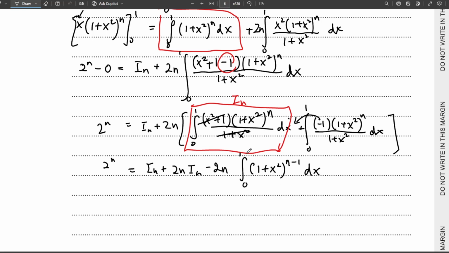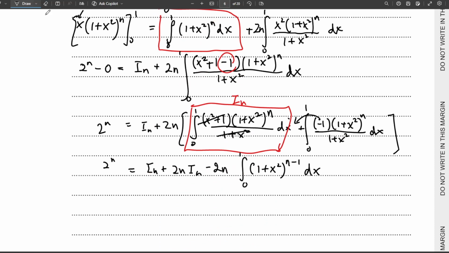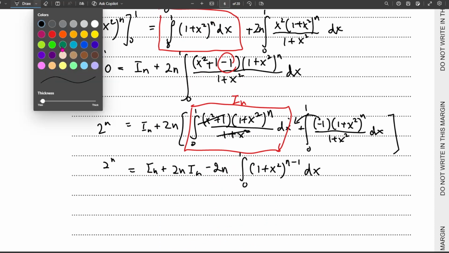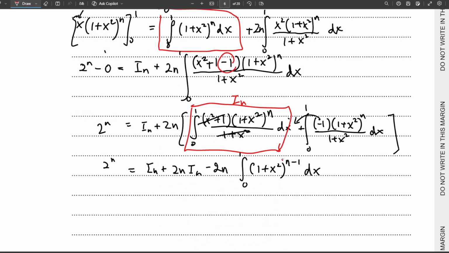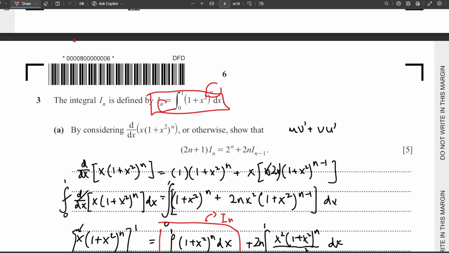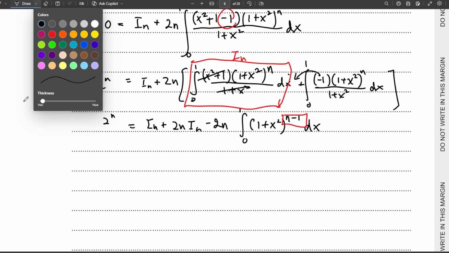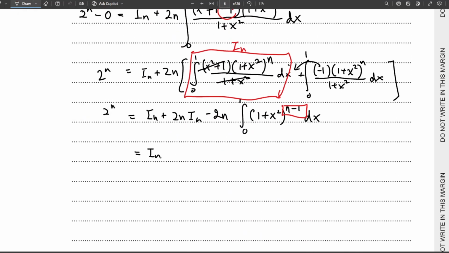Now this integral is the same form as this I_n. The only thing different is this power of n minus 1. So all I will have to do here is change the subscript of the integral. This becomes I_(n minus 1). The subscript I'll just change to n minus 1, indicating that the power becomes n minus 1.